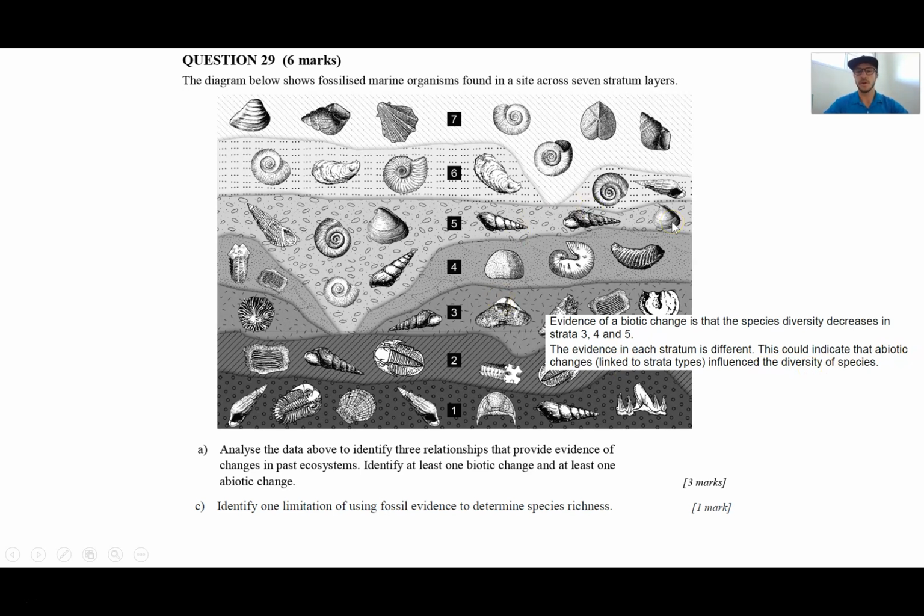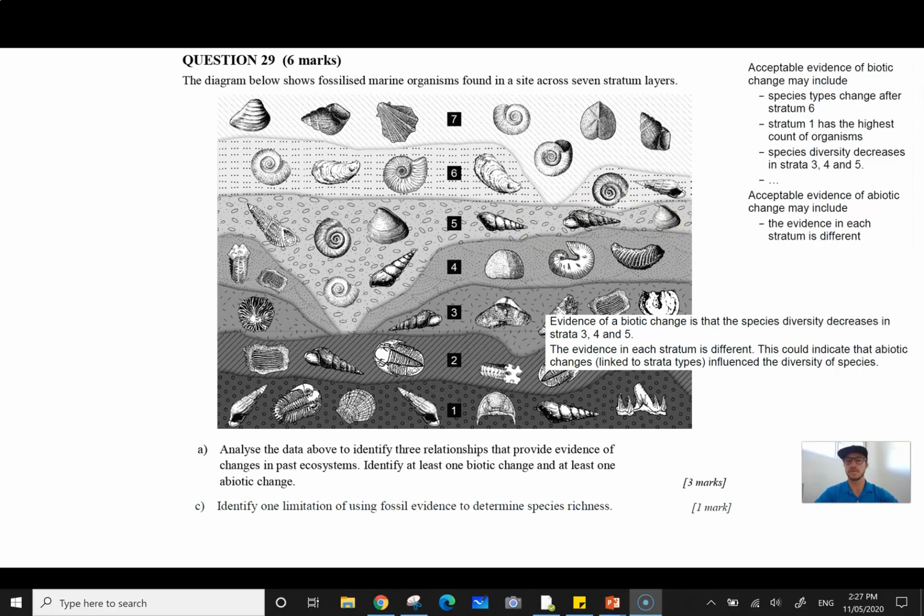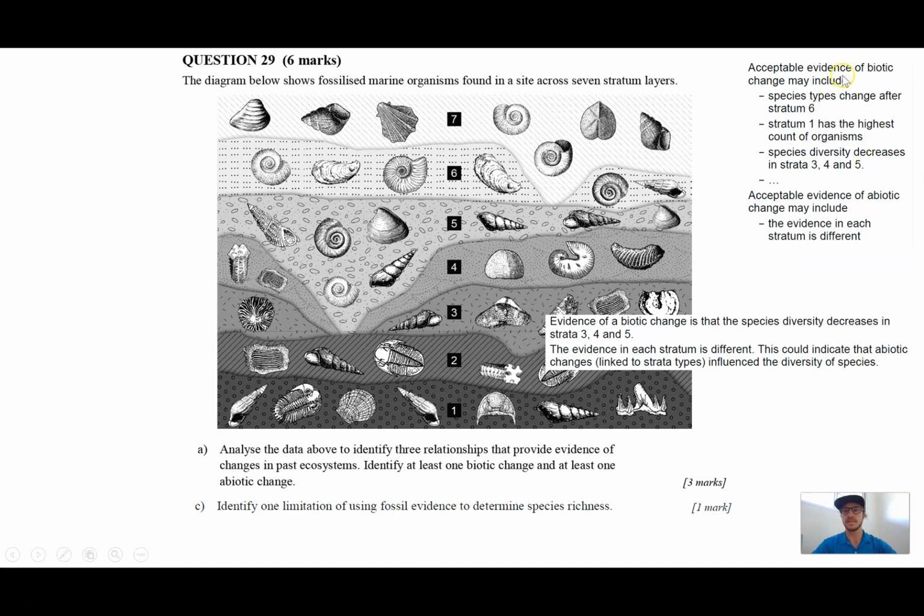There's some alternative responses that you may have included, and if I just move me down here. So acceptable evidence of biotic changes, maybe you said after stratum 6 there were changes, or maybe you said in stratum 1 that was the highest diversity count of organisms, and you may have included some other thoughts there. So question C, a limitation of fossils is that not all biota are preserved in fossils. In fact, it requires some pretty specific conditions for fossils to be preserved.